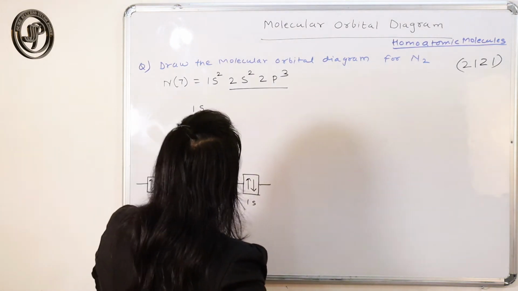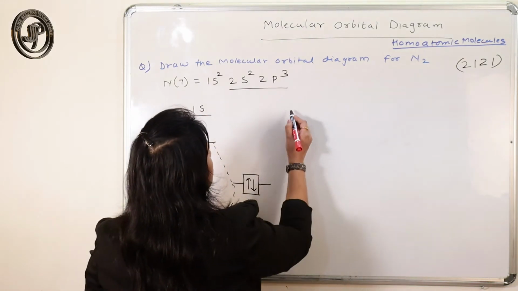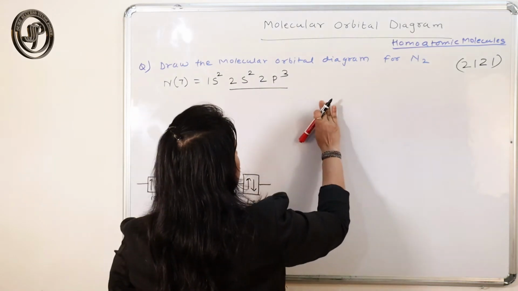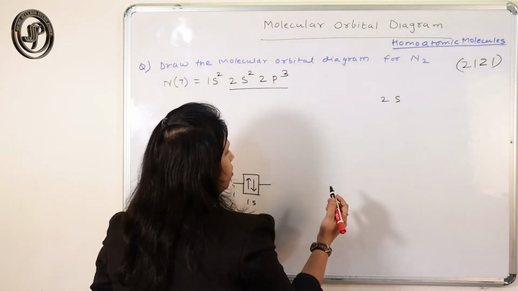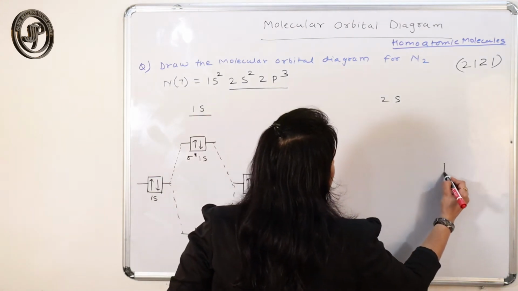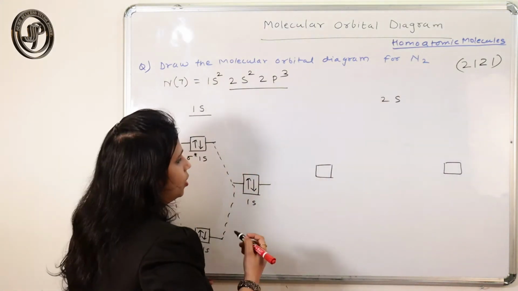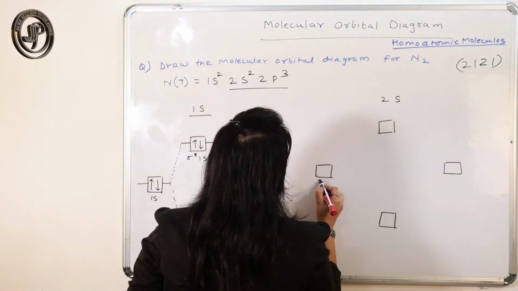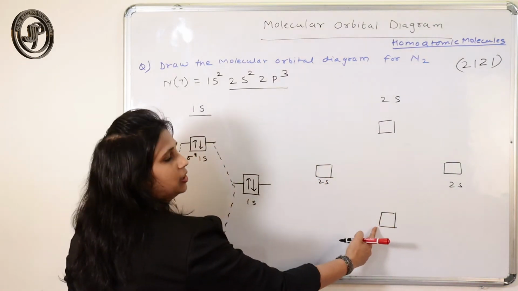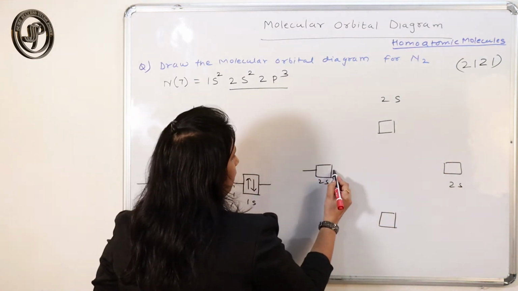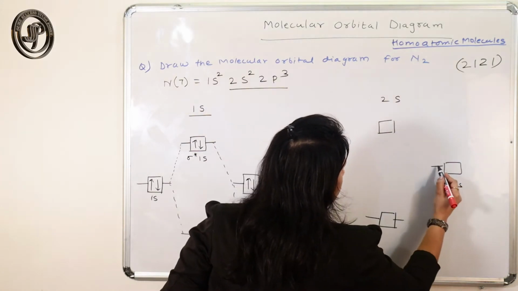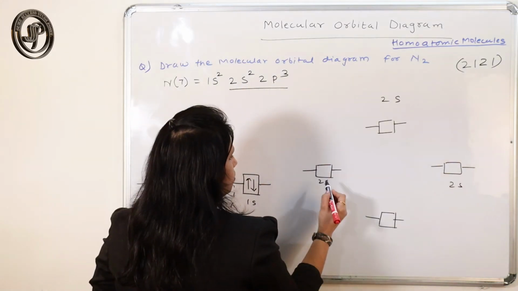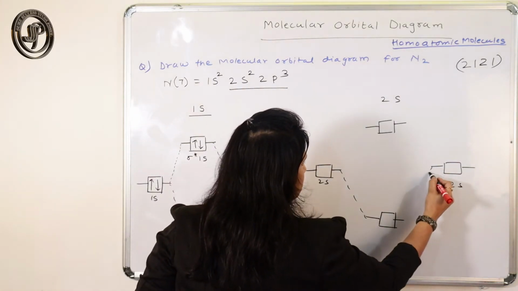Now if we want to draw the diagram for 2s, we can draw it also. This is 2s, okay. So this is bonding for 2s, and this is anti-bonding. हमें क्या करना है? We just need to draw these lines because these are very important. Now 2 electrons, okay. Now first join these things.